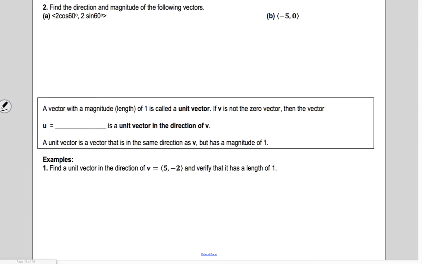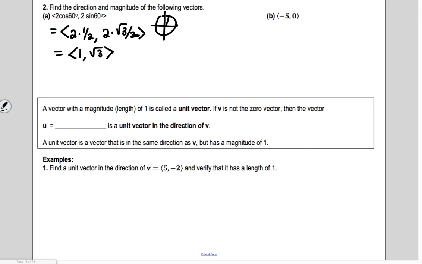All right, so find the direction and magnitude of the following vectors. We have it in kind of component form, but we don't know what the x and y values are, right? But it's set up so we can find it. So if I have 2 cosine of 60, think about your 60 degrees right here. So I'm going to have 2 times 1/2, and then 2 times root 3 over 2. So I get 1 comma root 3. That's the component form, the x and the y, right?